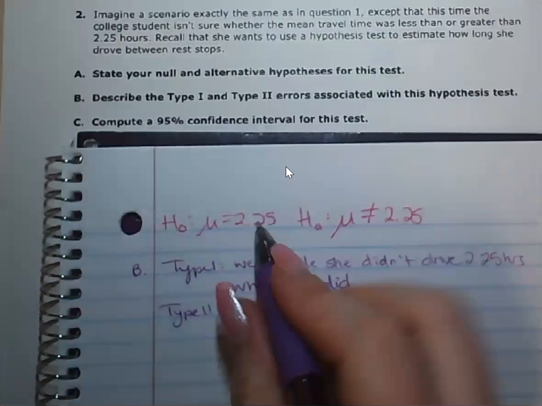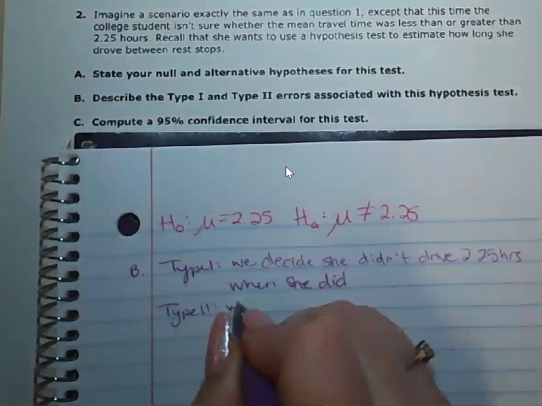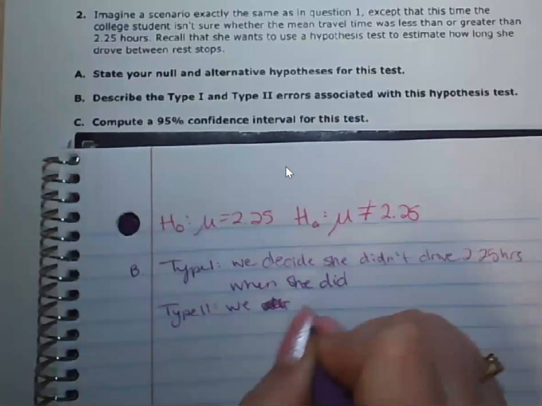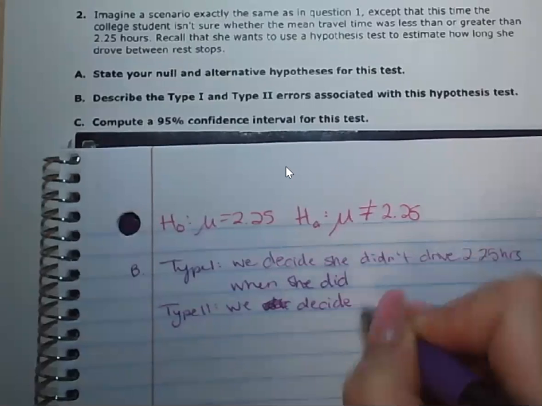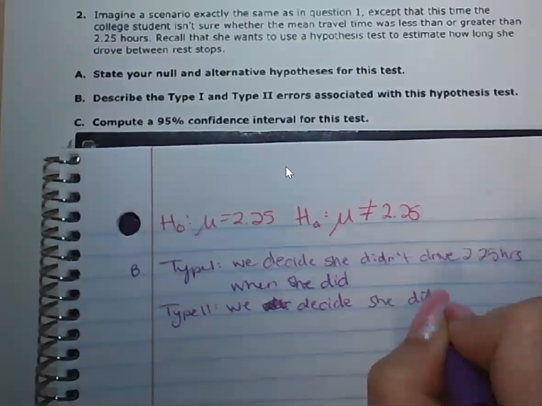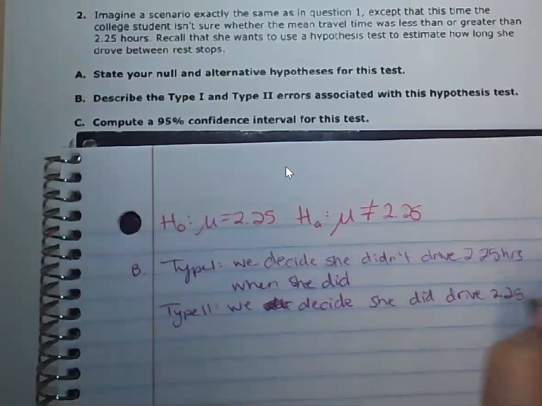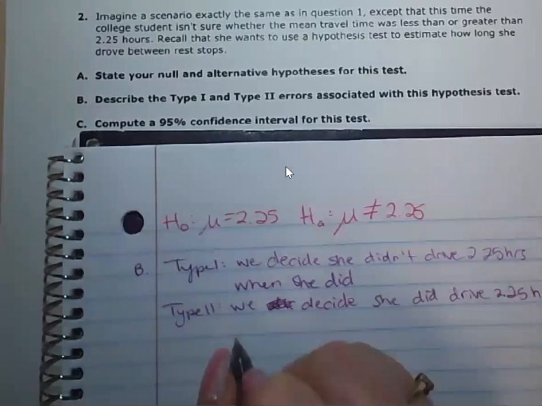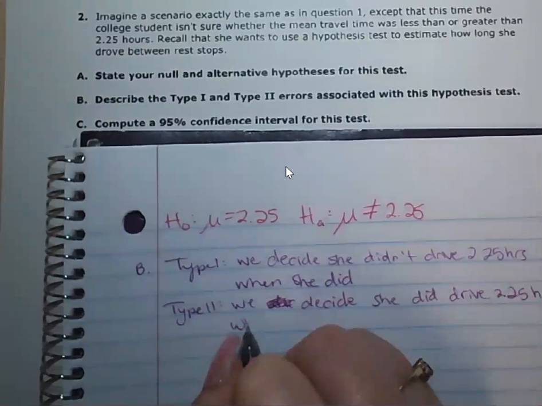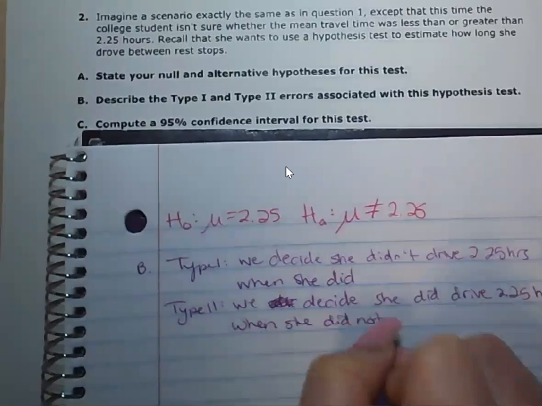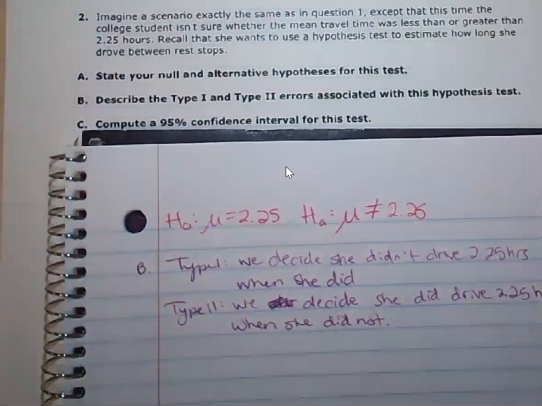So we would decide she did drive 2.25 hours between stops when she did not. Okay, so I don't really know what the implications of her driving are, but those are what the two types are. All right, next part.